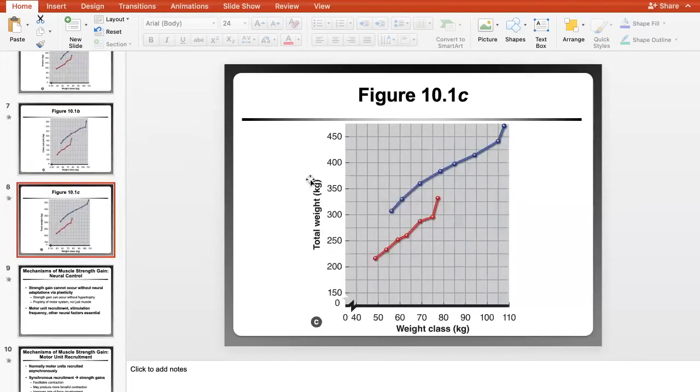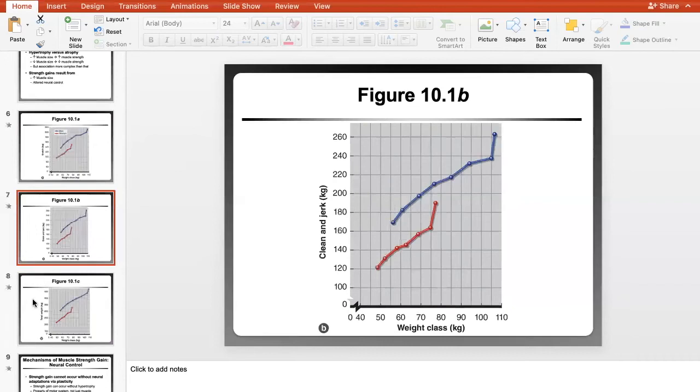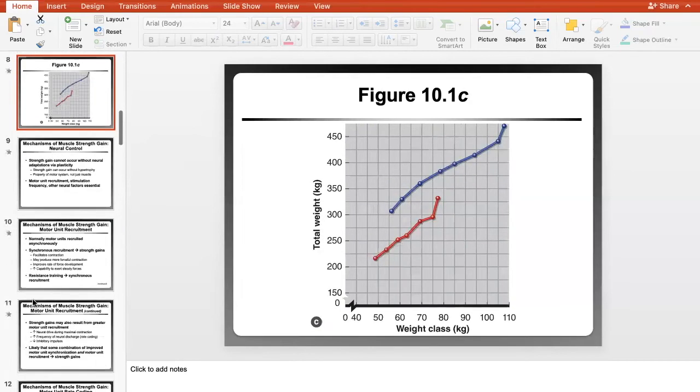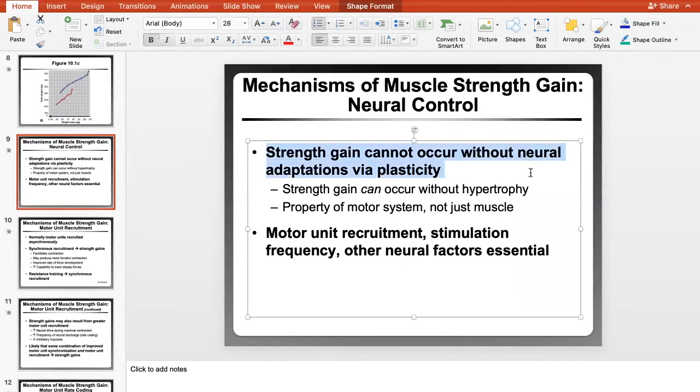And this is a total weight lifted. And you can see that with resistance training, there is a significant increase for males and females in terms of the overall amount of muscle that can be lifted. Now, this is where we start talking about the brain changing as well.